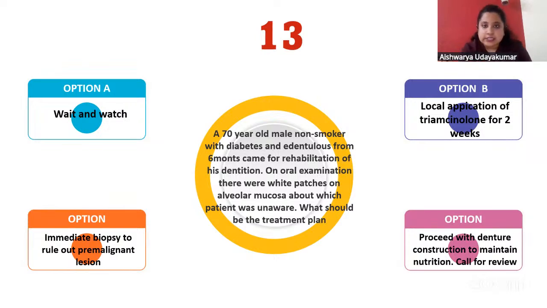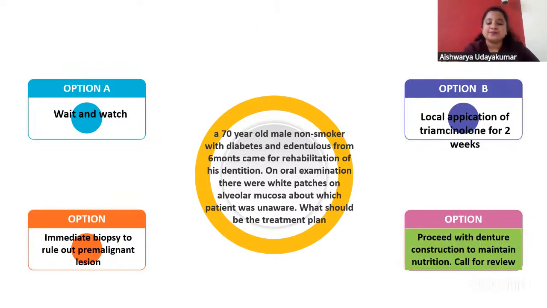The white patches are due to keratosis. The constant movement and all that can cause a white appearance on the mucosa. When the patient is a non-smoker, you can definitely rule out the premalignant issues, because mainly smoking has been the issue. So that way we go with option D.